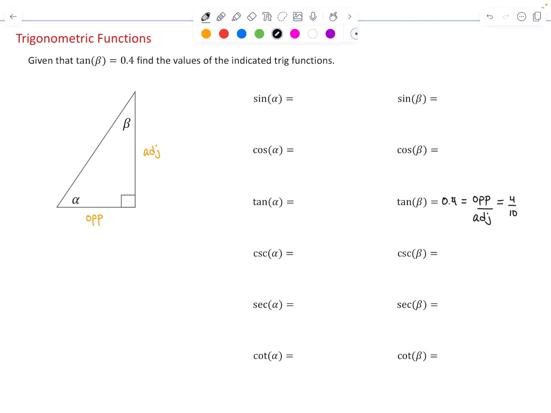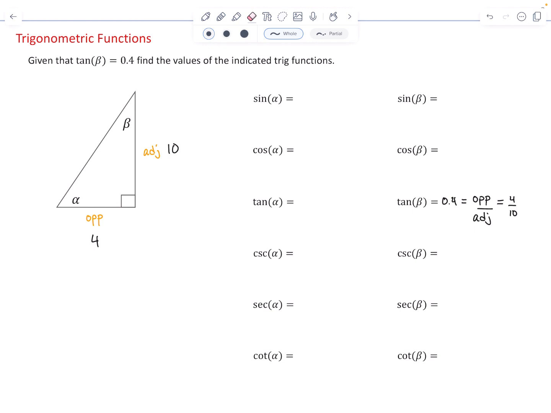0.4 is 4/10, so we could say that the opposite has length 4, and it doesn't matter what the unit is, 4 inches, centimeters, meters, etc. And the adjacent could have a length of 10 of those units. And then I could find the hypotenuse, and then I'll have a complete triangle. But really, any size triangle with this ratio of 0.4 will be appropriate. Now remember, I said the 4 and 10 could have any unit. It could be meters, feet, yards. So these all represent very differently sized triangles.